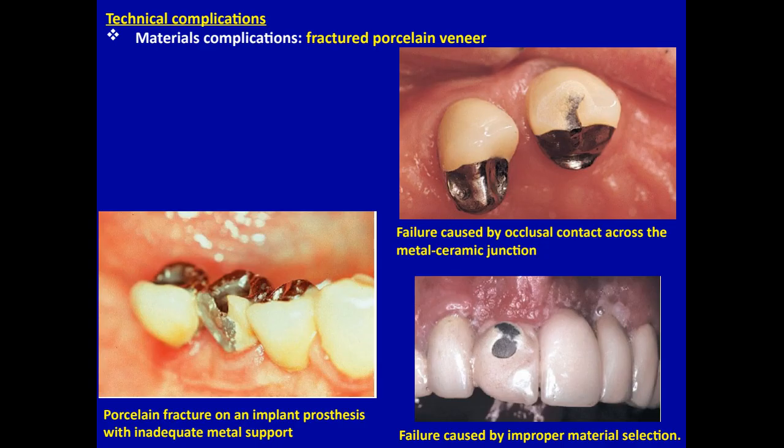This is an example of porcelain fracture. This fracture is because of inadequate metal support, and this one because of occlusal contact across the metal ceramic junction, and this one because of improper metal selection. There is incompatible coefficient of thermal expansion between the metal alloy and the veneering glass ceramic.